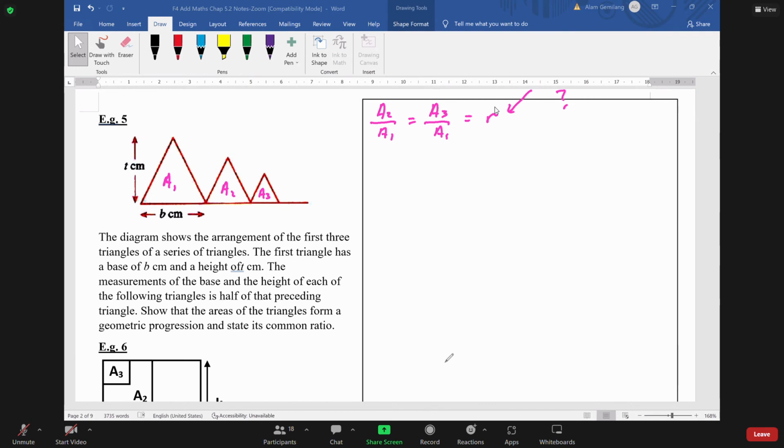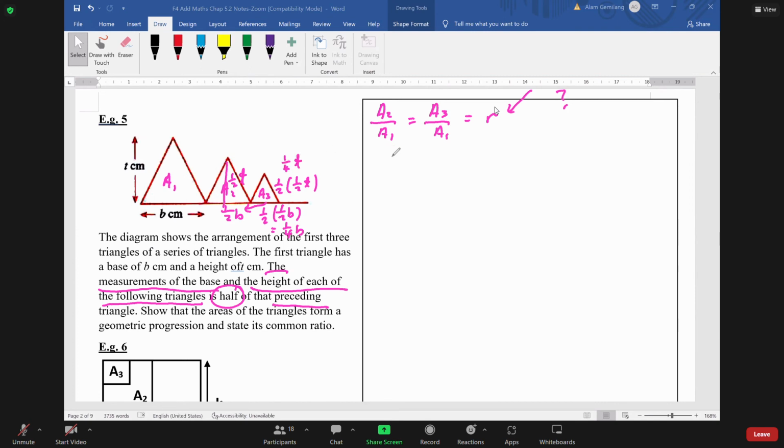Doing that means I still don't understand, right? Area what? So they say what? Okay, you read: the measurements of the base and the height of each following triangle is half of the preceding, that means the earlier one. So this is half B, this is half T. And this one is half of this, half of the half B, and this one is half of the half T. So this one is 1 over 4 B, this one is 1 over 4 T.